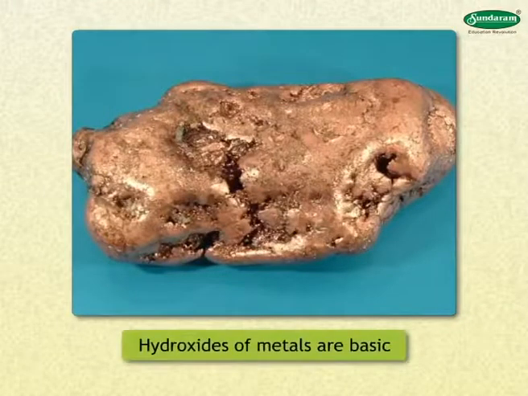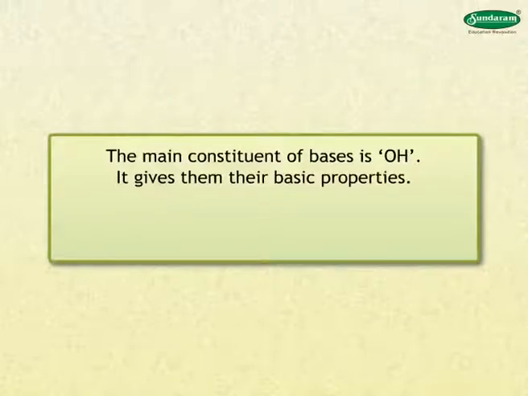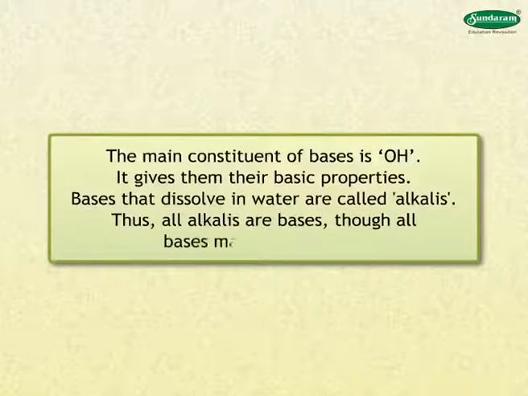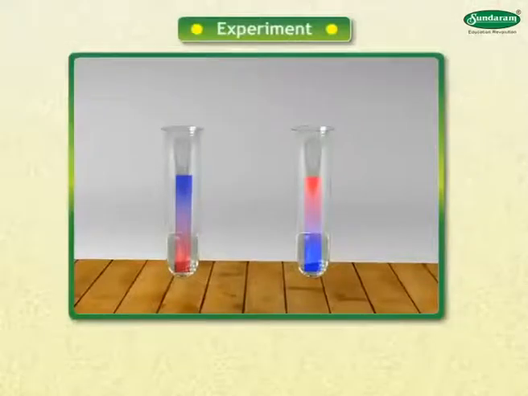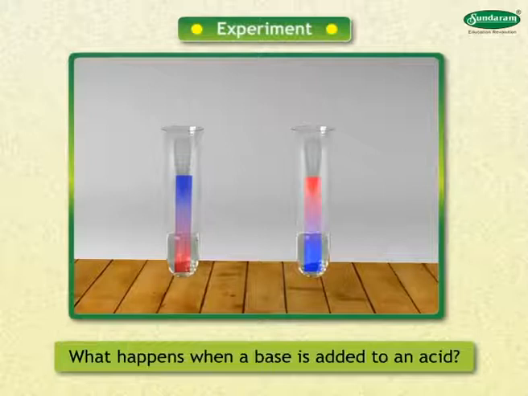Hydroxides of metals are basic. The main constituent of bases is OH. It gives them their basic properties. Bases that dissolve in water are called alkalis. Thus, all alkalis are bases, though all bases may not be alkalis. We saw that acids turn blue litmus red, while bases turn red litmus blue. What happens when a base is added to an acid? To answer this question, let us first study neutralization.